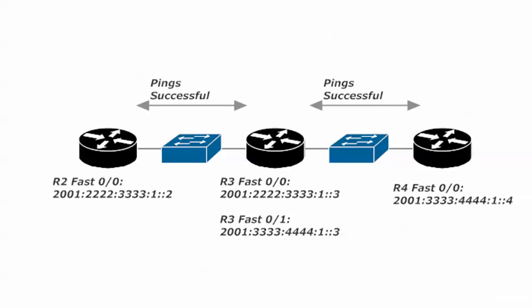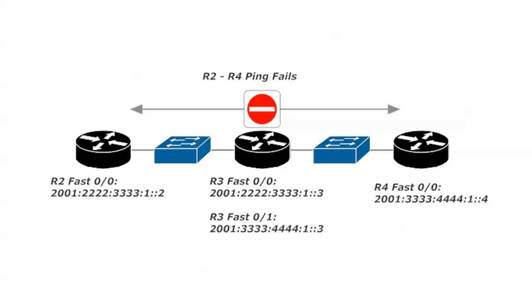Our ping test started awfully well. Router 2 can ping router 3, router 3 can ping router 4, but as we were kind of suspecting, router 2 cannot ping router 4. They are on different subnets, and version 6 is advanced, but not that advanced.